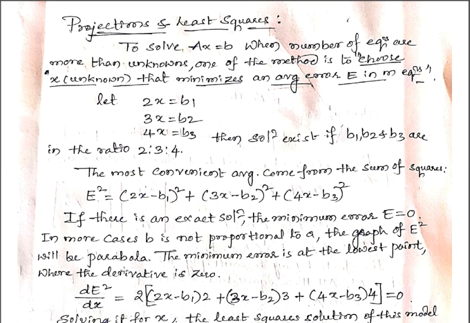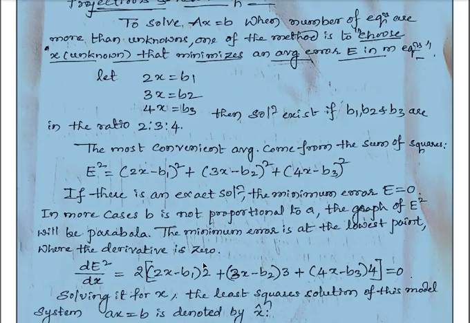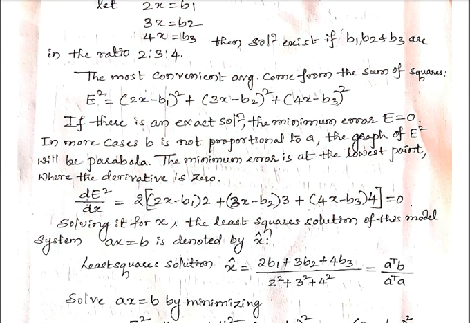So the graph of E square will be a parabola when we draw it, and the minimum error is at the lowest point, where the derivative is 0. Let's see how to do this. So let's differentiate dE square to find the value of x.